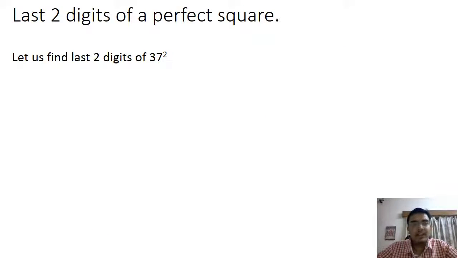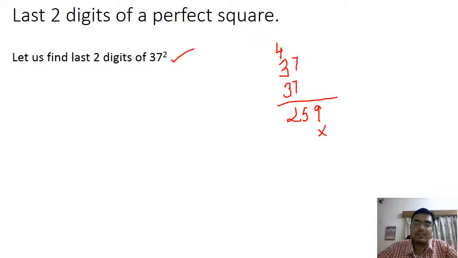Next, let us see how to find the last two digits of a perfect square. Let us find the last two digits of 37 square. So we multiply 37 by 37. 7 sevens are 49. We write 9 and carry 4. 7 threes are 21 and 4 is 25. We write 5 and carry 2. Then 7 threes are 21, 2 carry. 3 threes are 9 and 2 is 11. So what we get is 1369. So the last two digits of 37 square is 69.